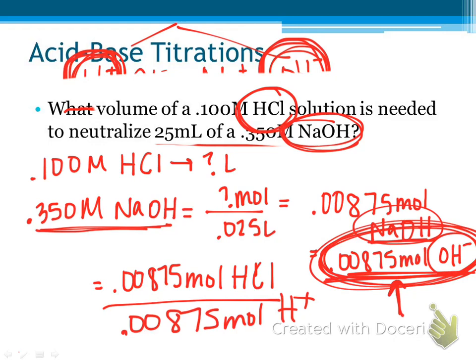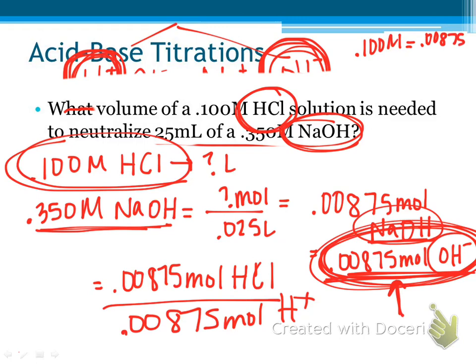Okay, so to answer our final question, we take the concentration of HCl, 0.100 molar, equals this 0.00875 moles over how many liters?